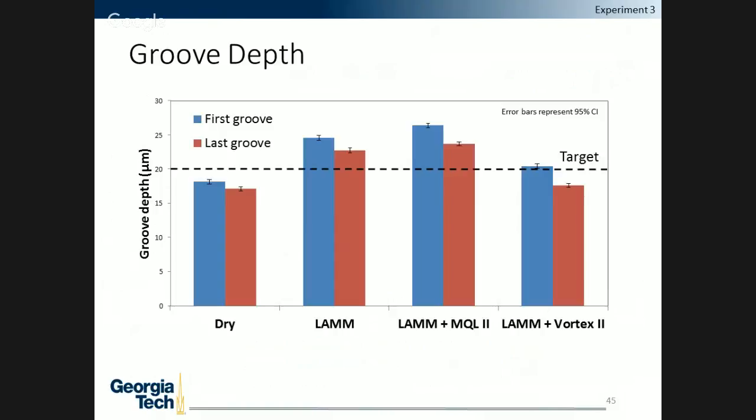As before, we also measured the groove depth, as shown. The dry and LAMB results correspond to what we'll see in experiment 1. But interestingly, with the inclusion of MQL, we see an increased depth of cut compared to LAMB. And again, we believe that's due to the increased laser absorptivity of the workpiece, which led to higher temperatures and more thermal expansion upwards. Interestingly, with LAMB plus Vortex, the depth of cut decreased, and that's due to the cooling effects, which thermally contracted the workpiece down, and it seemed to have almost completely compensated for the thermal expansion due to the laser.